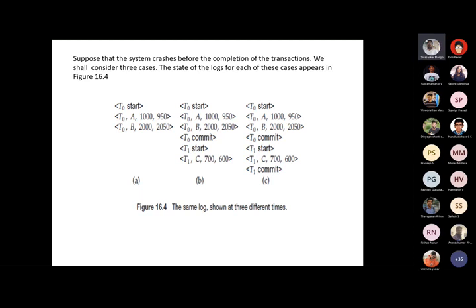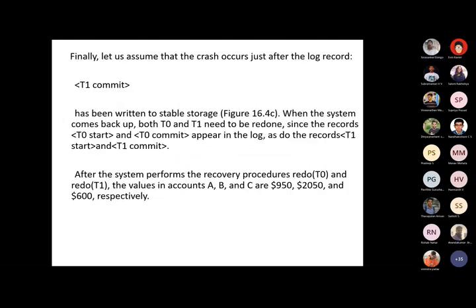And finally, the last case: you have your <T0 start> log record and your <T0 commit> log record. Similarly, you have the <T1 start> log record and your <T1 commit> record. If a failure occurs after the T1 commit operation has been executed, we'll be executing only the procedures redo of T0 and redo of T1, and the values of accounts A, B, and C will be $950, $2,050, and $600 respectively, right? By which we will be able to recover the system.